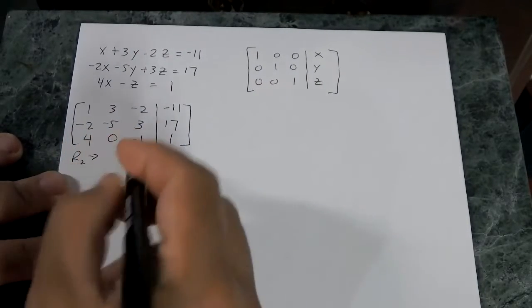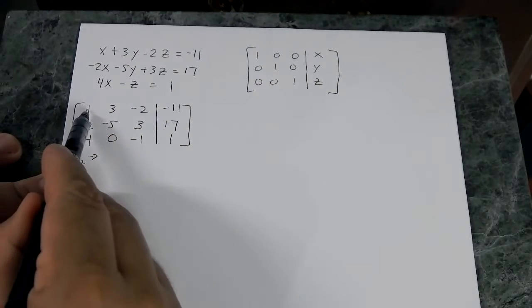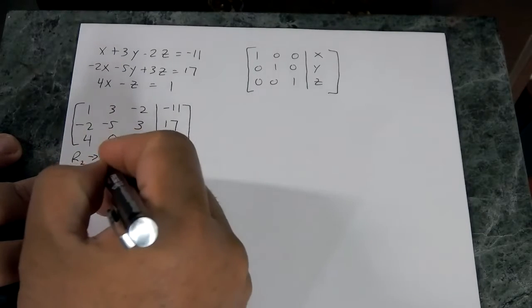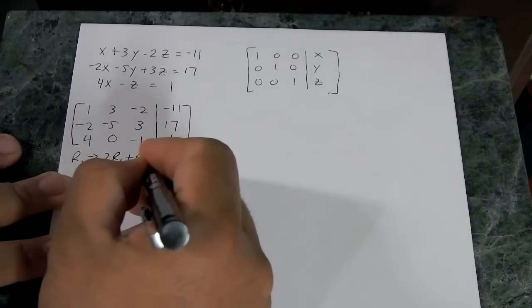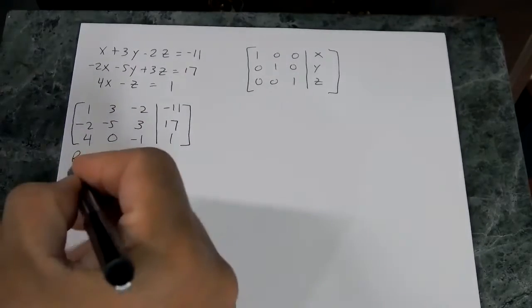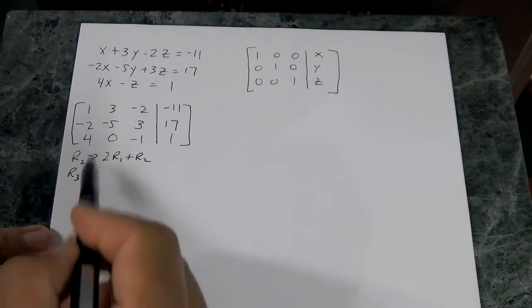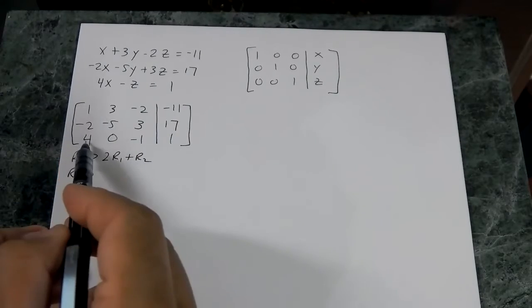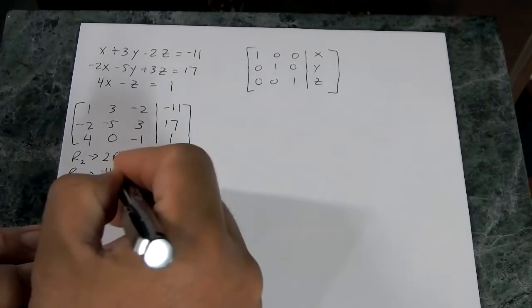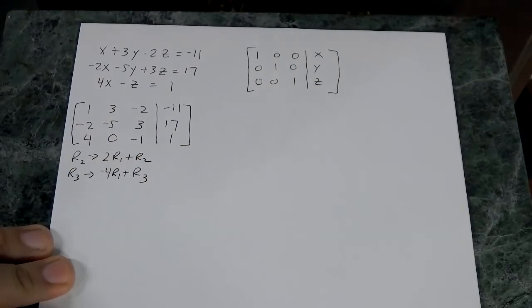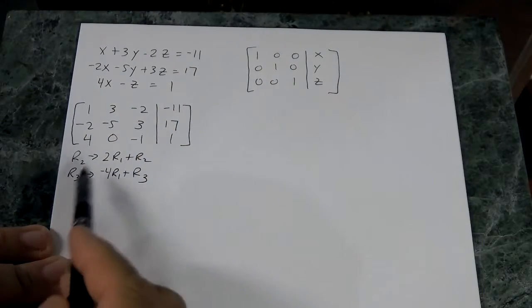Row 2 becomes 2 times row 1 plus row 2, because 2 times 1 is 2, plus a negative 2 is 0. So this is 2 row 1 plus row 2. And row 3 becomes negative 4 times row 1 plus row 3. Okay, so this is what's going to happen.